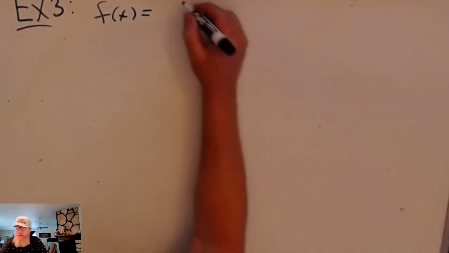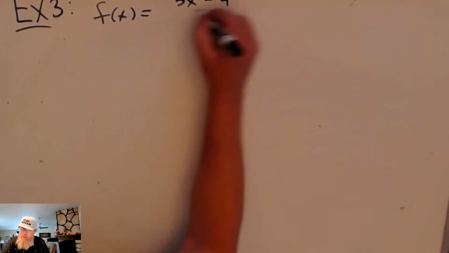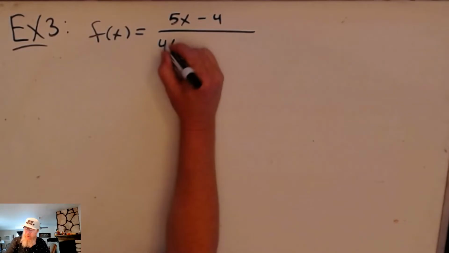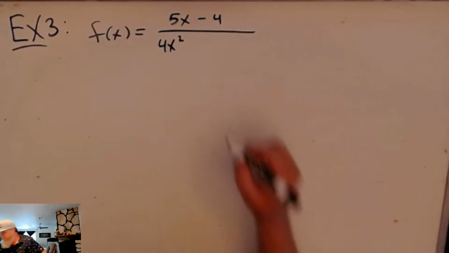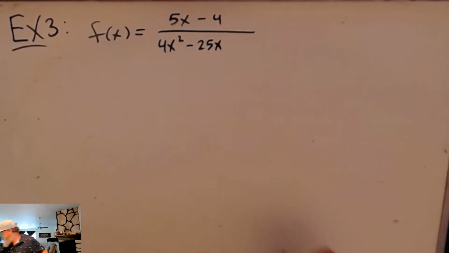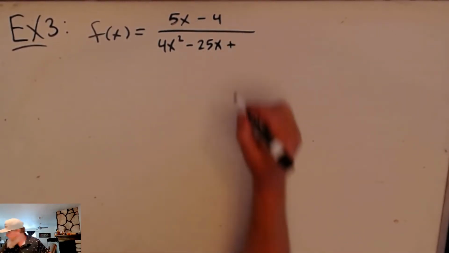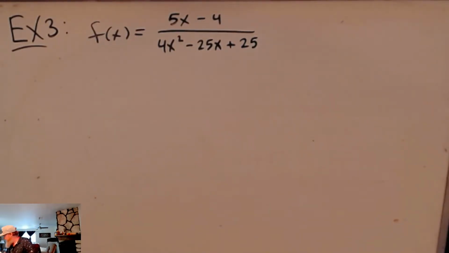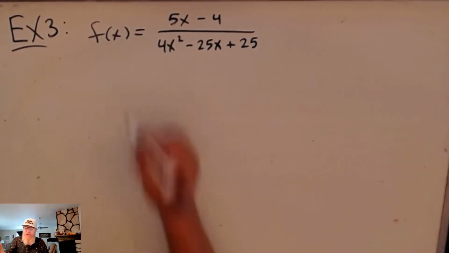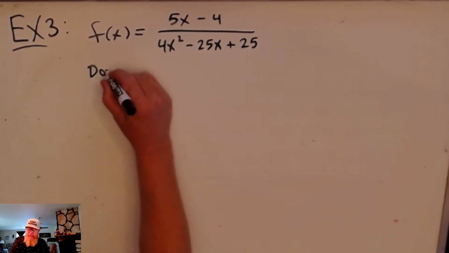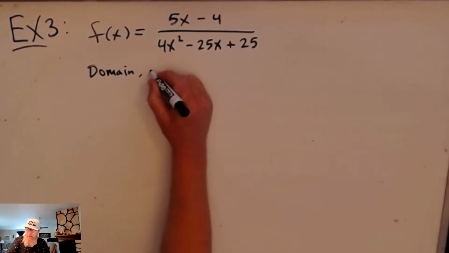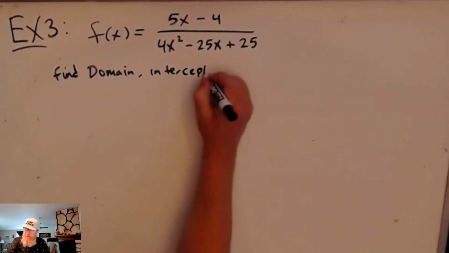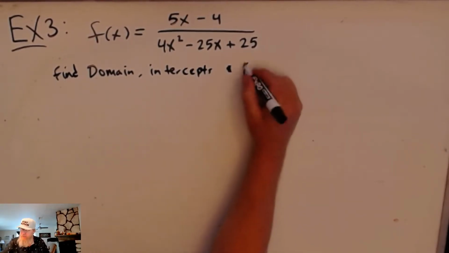All right, so this time we've got a linear 5x minus 4 divided by a quadratic 4x squared minus 25x plus 25. So let's go ahead and find everything, including domain. Intercepts, so find the domain, the intercepts, and the asymptotes.